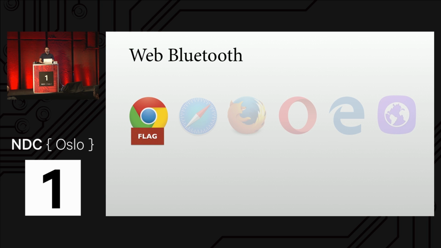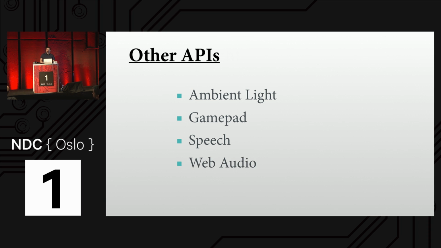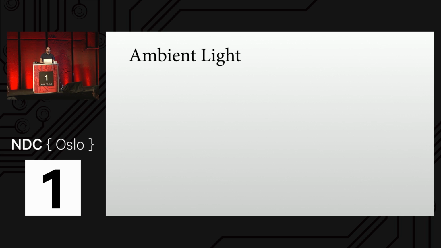Unfortunately, that's available on Chrome only under a flag, and you can also make it work now with something called Origin Trial. Other APIs that will help you create these experiences: the Ambient Lighting API, Gamepad, which I already mentioned but this is the new version, Speech, and Web Audio. Let's start with the Ambient Lighting API.